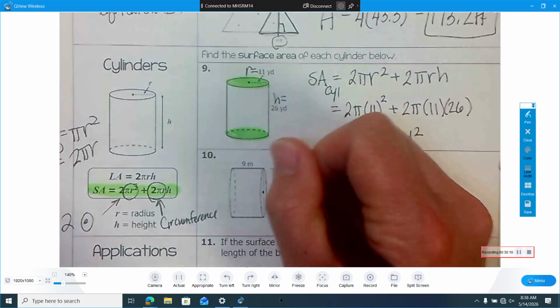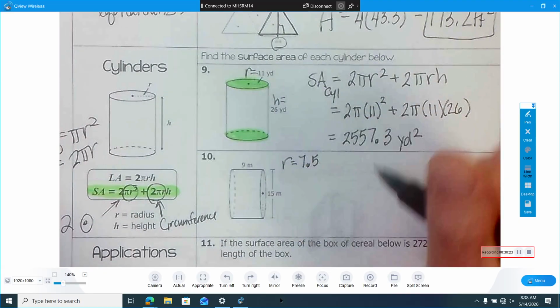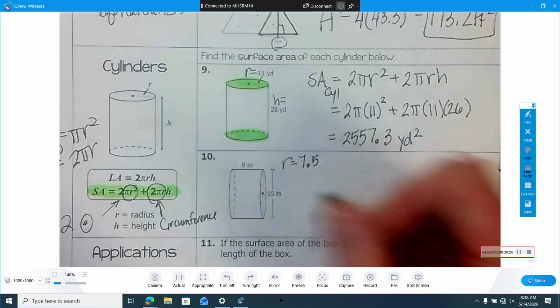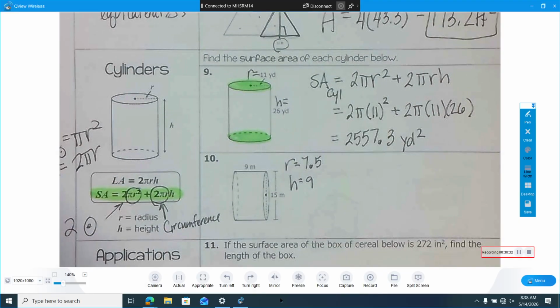Number 10, what's the radius? 7.5, good. That was 15 divided by 2. What's the height? 9. And again, height is going side to side. You might be like, that's not what height is. Height goes up and down. We can rotate our figure, right? You have to understand that we can rotate the figure. The height is actually defined as the distance between bases. So whether it's laying on its side or standing up, it's always the same. That's a better way to define height.